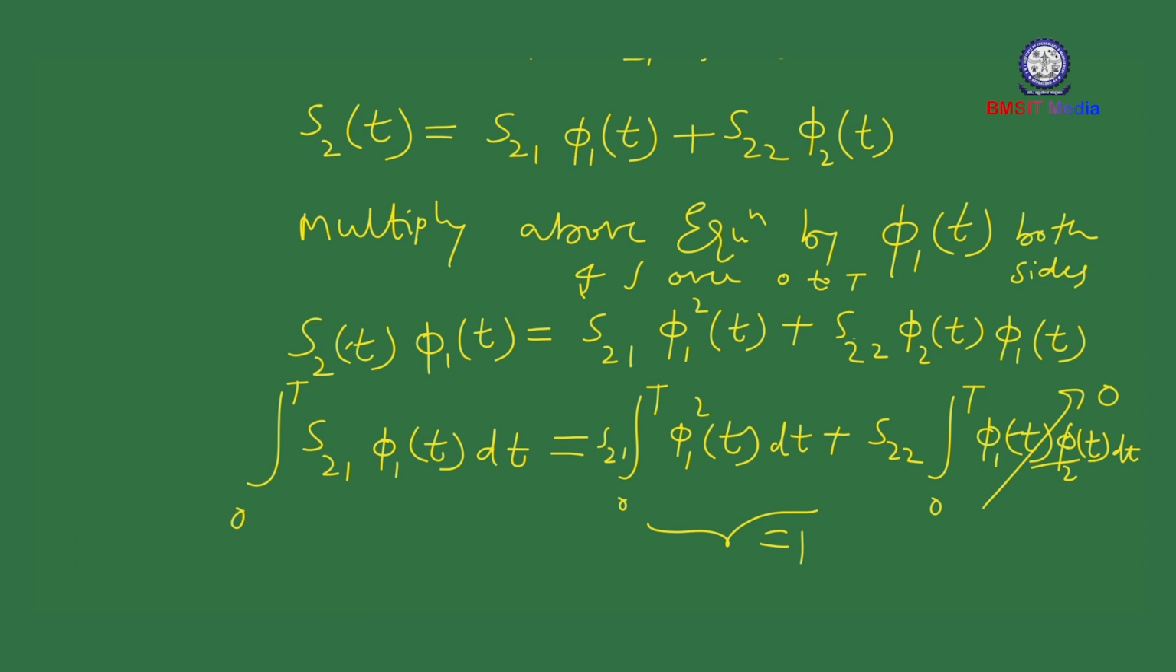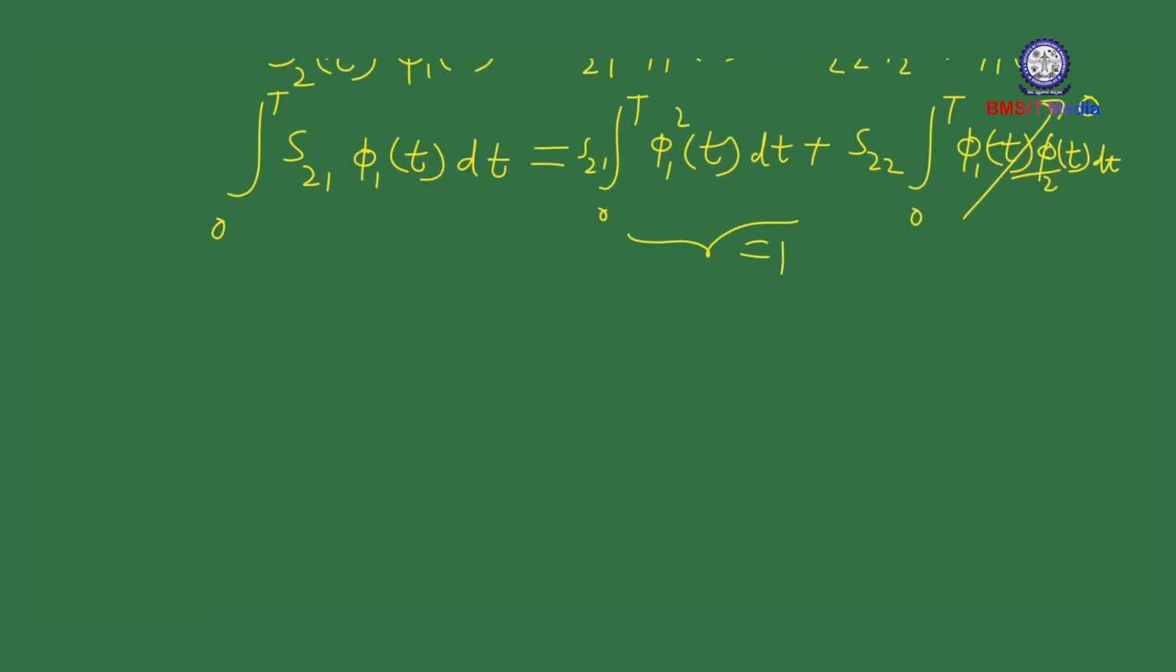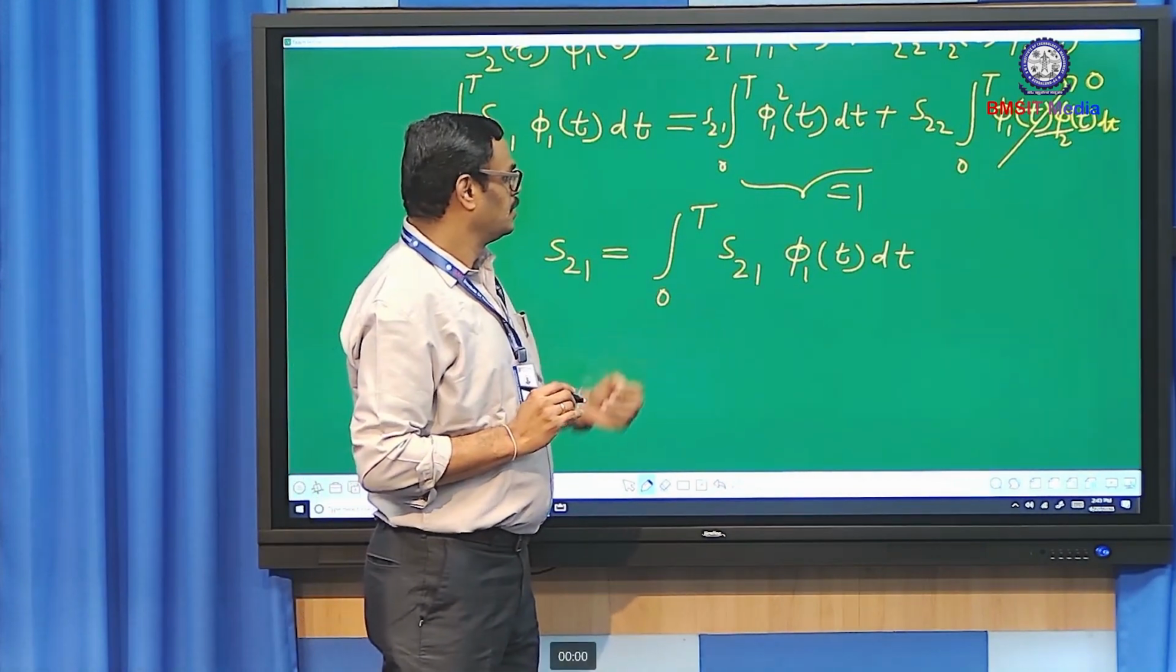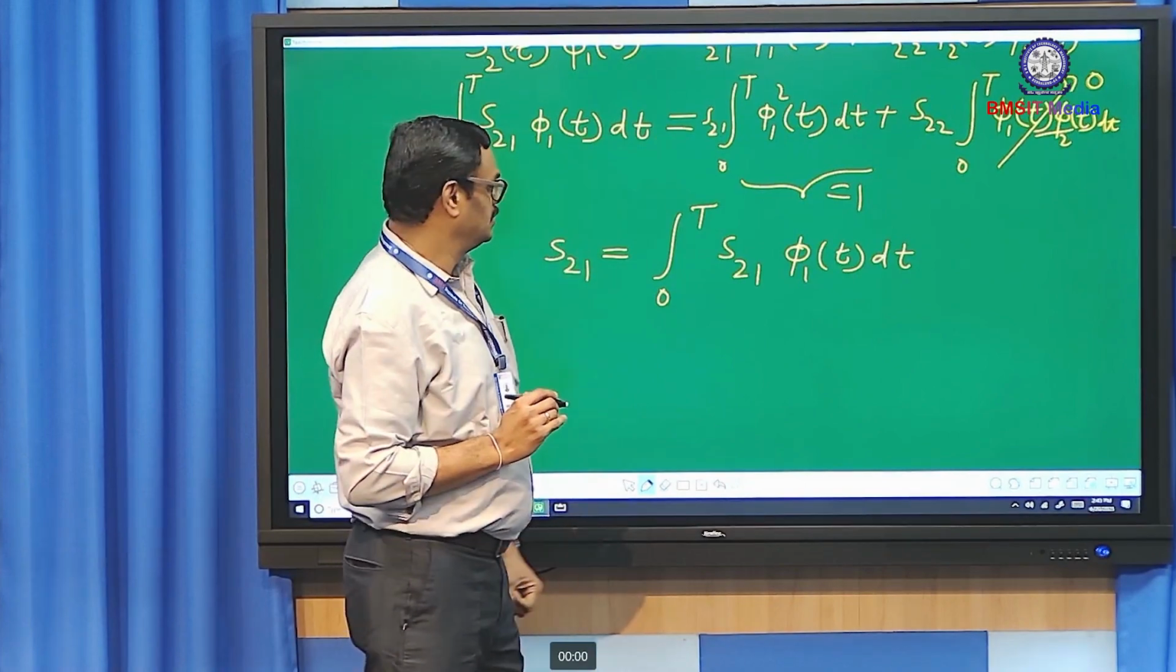Hence, I can write S21 as integral 0 to T S2 of t phi 1 of t dt. So I will be able to find the coefficient S21 by rewriting like this.